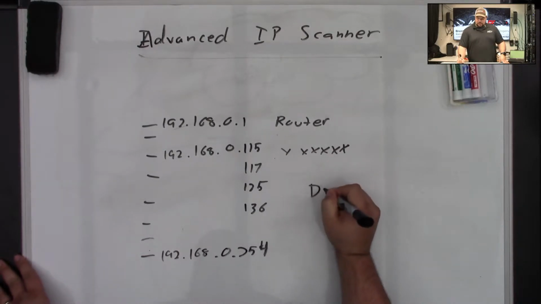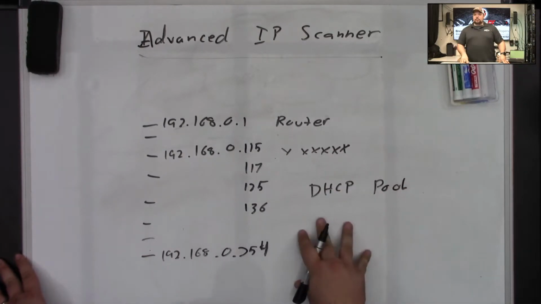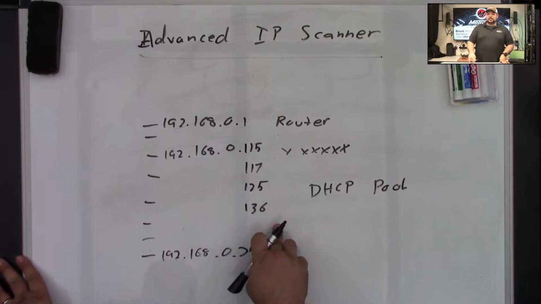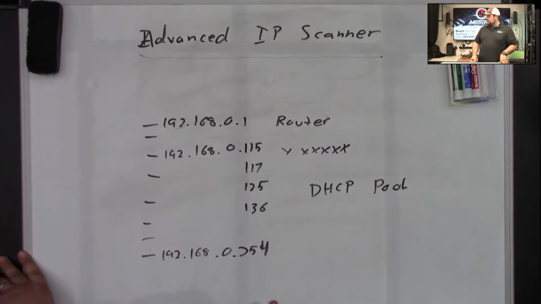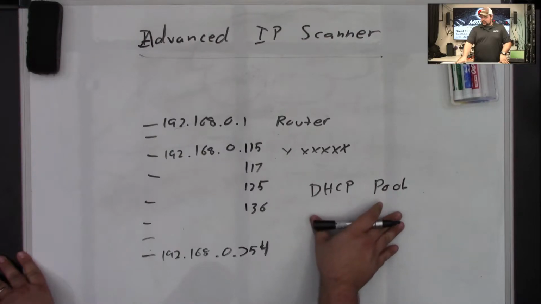So a DHCP pool is essentially a pool of IP addresses that the router is going to hand out to different devices. Semi-reserved, not fully reserved, but this is the area we want to stick stuff.